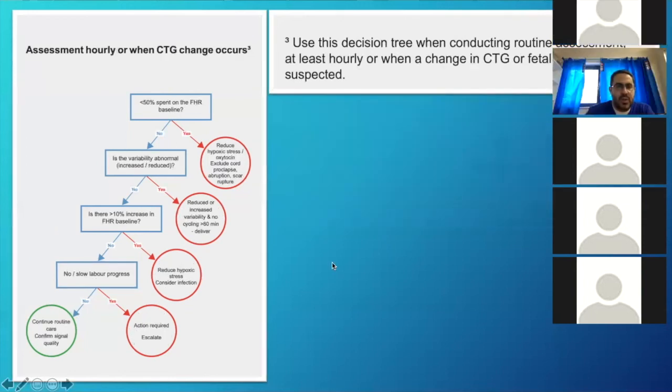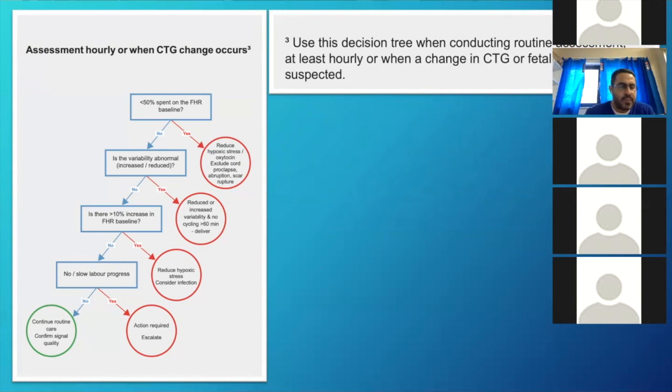Once STAN is on, you need to assess the trace every hour to see whether STAN is still suitable. So is your quality of the signal still normal? And remember, we said we don't want STAN to be alarming. Mukta, do you have a question? You've raised your hand.